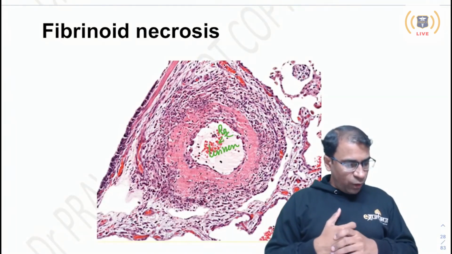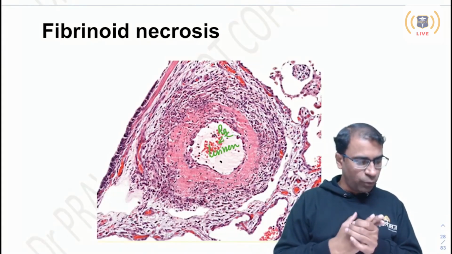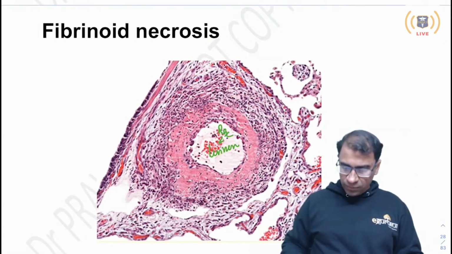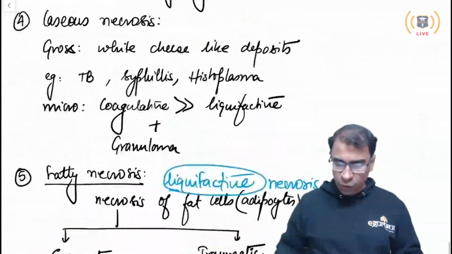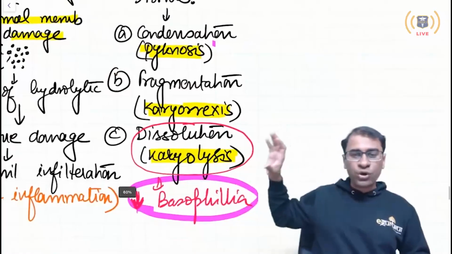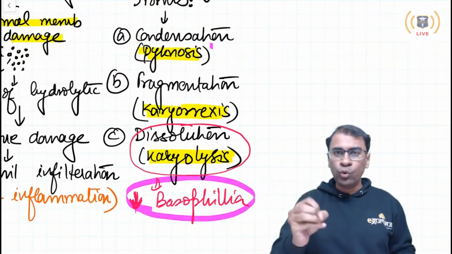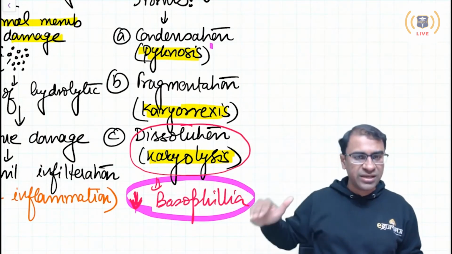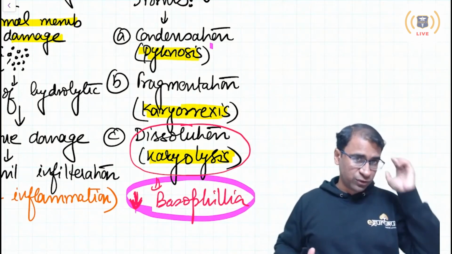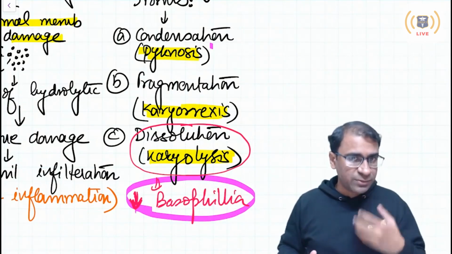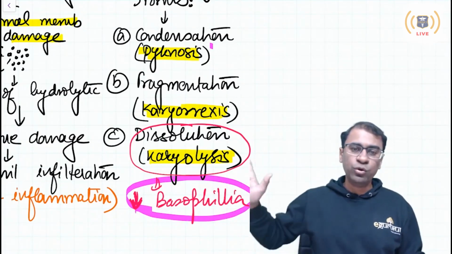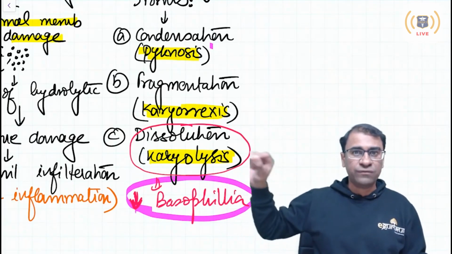So any doubts? Okay, sir, I did not understand how basophilia decreases. Look, basophilia is due to blue color. And why is there blue color? The blue color is usually because of the nucleus. Because of the dissolution of the nucleus, the blue color will not be seen and hence basophilia is decreased. Why is basophilia decreased? Because the nucleus, which was originally staining blue, is no longer there. Why? Karyolysis, lysis of the nucleus.